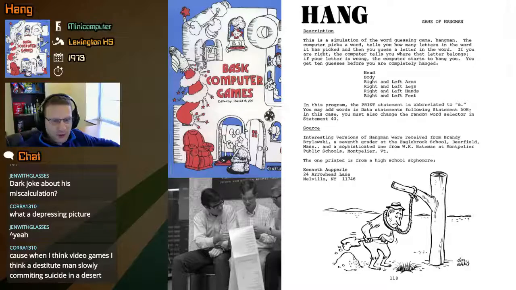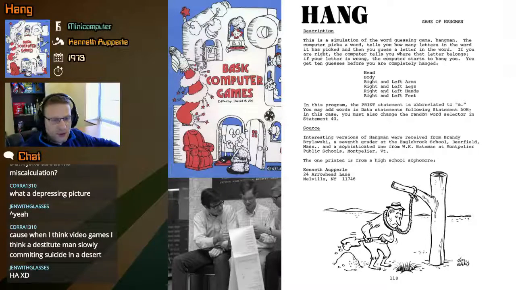Let's change that over here. Kenneth Opperly, 24 Arrowhead Lane, Melville, New York. Once again, we're printing home addresses. At the time, they were minors. But yes, that's how we rolled in 1973.